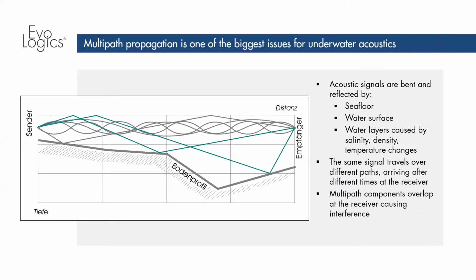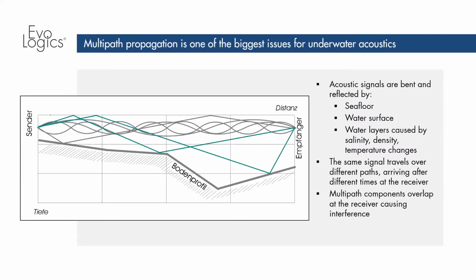Multipath propagation is the biggest problem, I would say, when you have underwater acoustic transmissions. So you basically have one sender and one receiver. And you would imagine that if you send a signal, the receiver will get only one signal on its end, but that's not what happens.